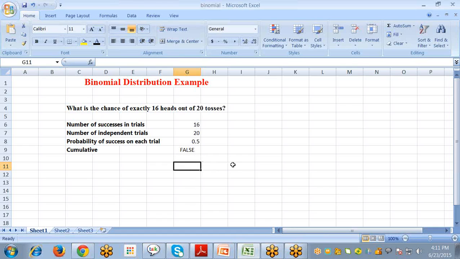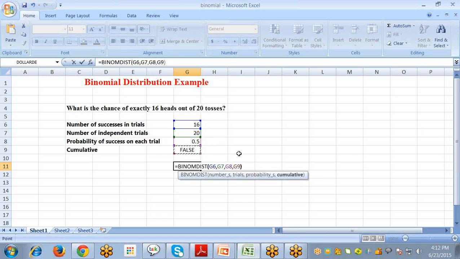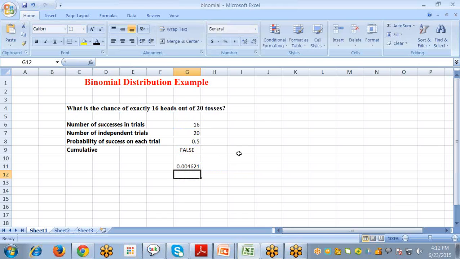Just select the cell, type an equal sign, select the function BINOM.DIST, and pass the references of all arguments. The first one is number_s, which is the number of successes, then trials, there are 20 trials, then probability, and then cumulative, and then enter. That formula answered this question: what is the chance of getting exactly 16 successes out of 20 tries when the probability of success is 0.5? The answer is 0.46%, or about 1 time in 200.